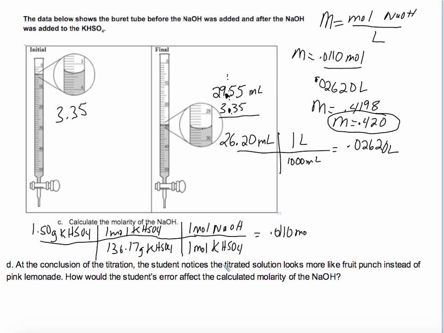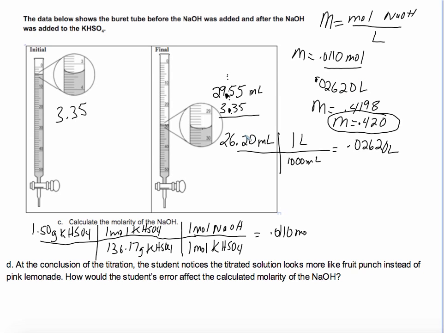Okay, now here's a common problem with the titration. At the conclusion of the titration, the student notices the titrated solution looks more like fruit punch instead of pink lemonade. How would the student's error affect the calculated molarity? Well, a common mistake is a lot of people go beyond the endpoint. They add too much of whatever's in the burette tube, and it goes past the endpoint. And so basically, if you make fruit punch, you're adding too much NaOH.